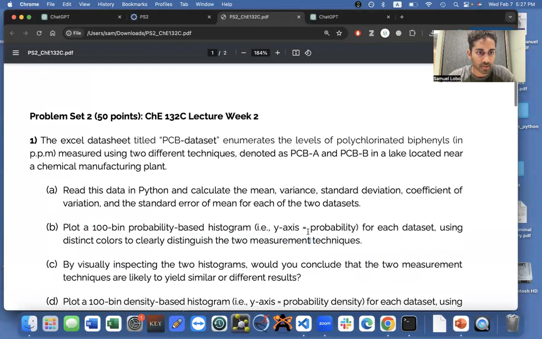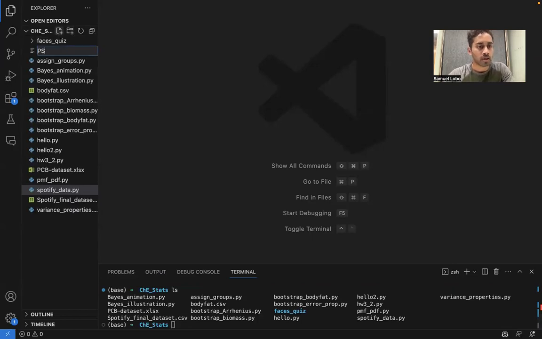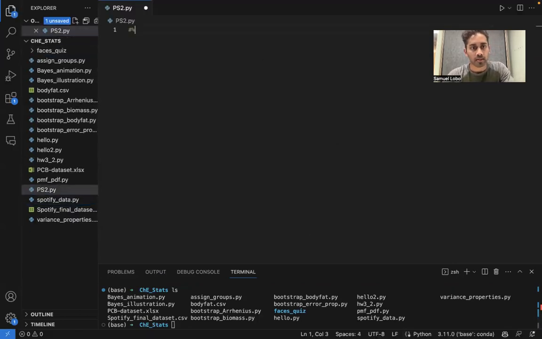We have an Excel data sheet titled PCB, and it has the concentrations of polychlorinated biphenyls. We're going to compare two data sets. First we have to read this in Python and calculate the mean. So I'm going to open up VS Code and create a new file called PS2, and I'll split it up into cells so I can run this easily.